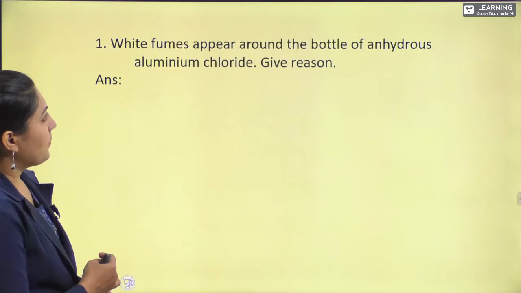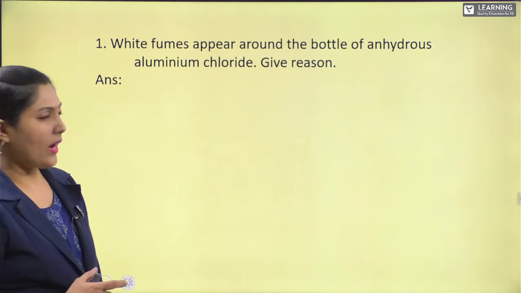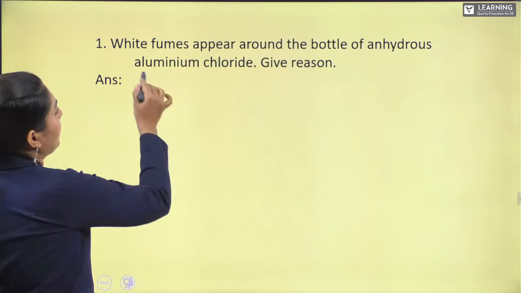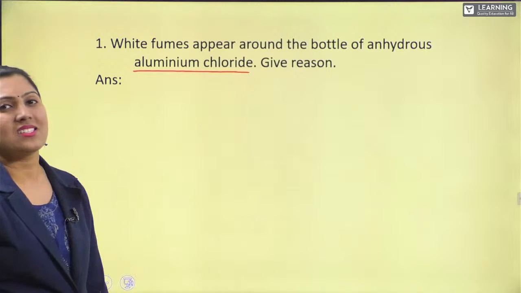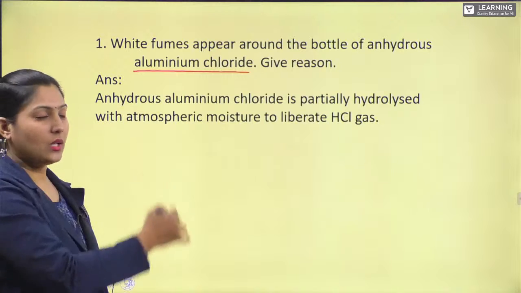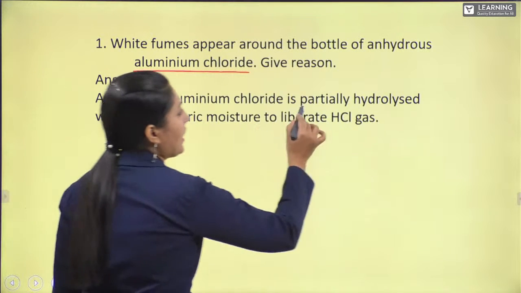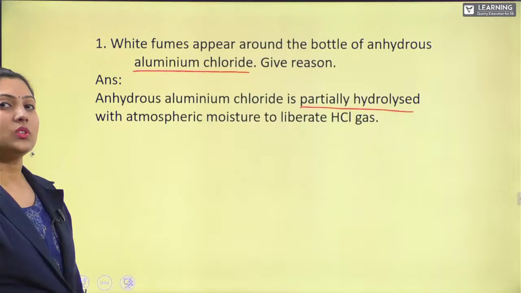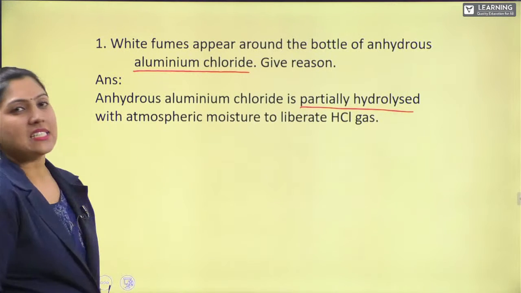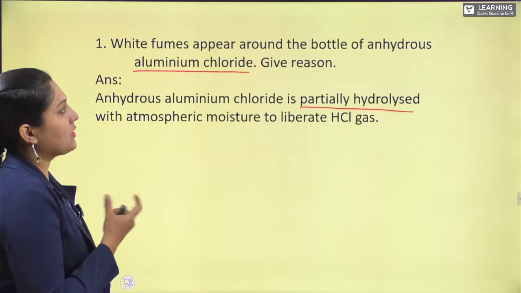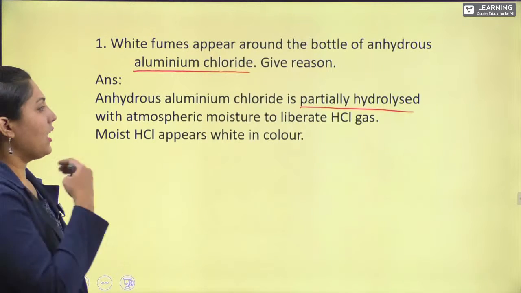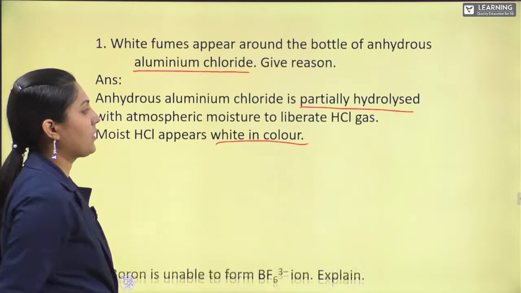Next, we have white fumes that appear from the bottle of anhydrous aluminum chloride. Why does this happen? Give reason. You have the answer here. Anhydrous aluminum chloride is partially hydrolyzed with atmospheric moisture. We know that moisture is present in the atmosphere. So it liberates hydrochloric acid, which gives you the white fumes. So moist HCl appears white in color.